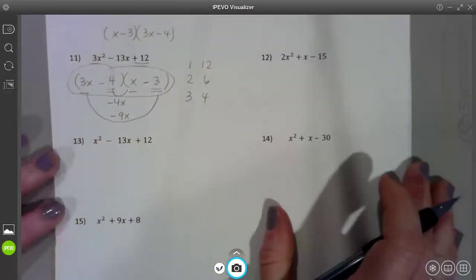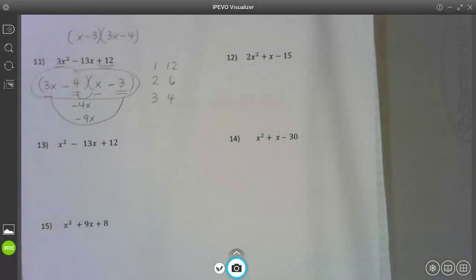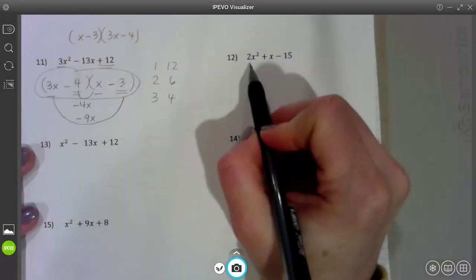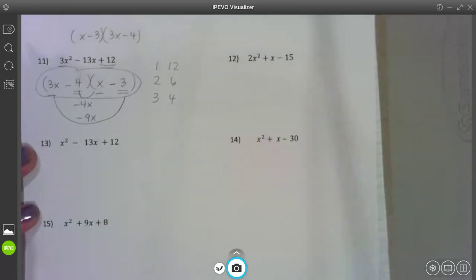All right, now I'm going to go to number 12. Let's go to number 12 next. We have to factor it, right? We have to break it up into pieces that multiply. So we always look for a greatest common factor first. What does a 2x squared, a 1x, and a 15 have in common? Nothing other than a 1, right? And we don't count a 1. There's no number that divides evenly into all of them besides 1, and they don't all have a variable.